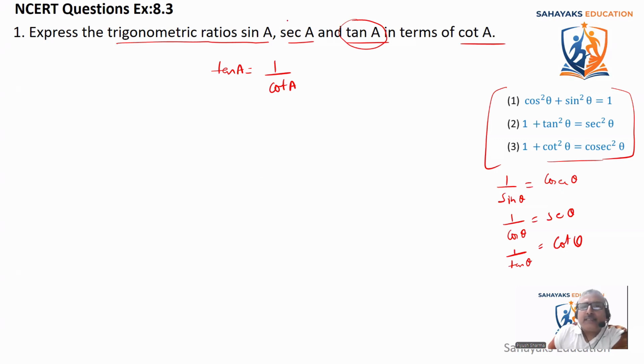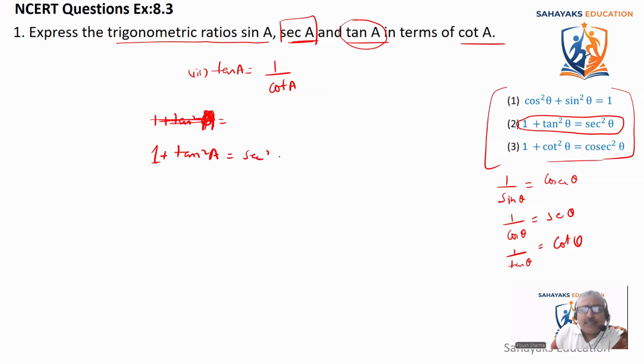Okay, now let's do sec A. So we know the formula: 1 plus tan square A is equal to sec square A. Now I'm taking 1 plus tan square theta is equal to sec square theta, so I have to take A. So I'll just write it as 1 plus tan square A is equal to sec square A.